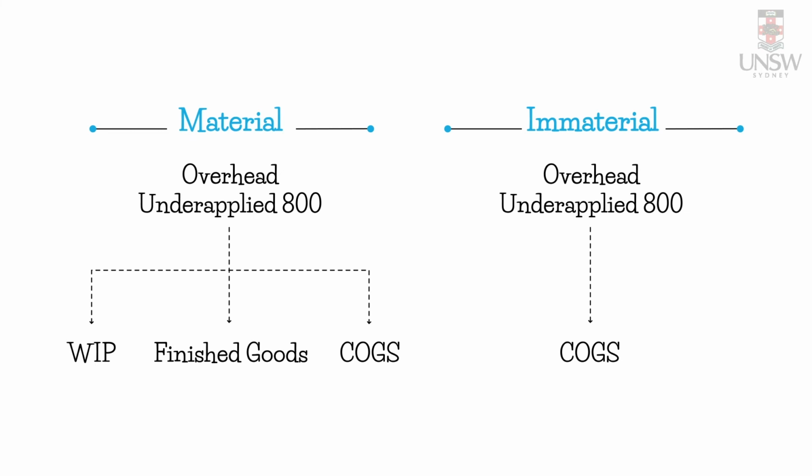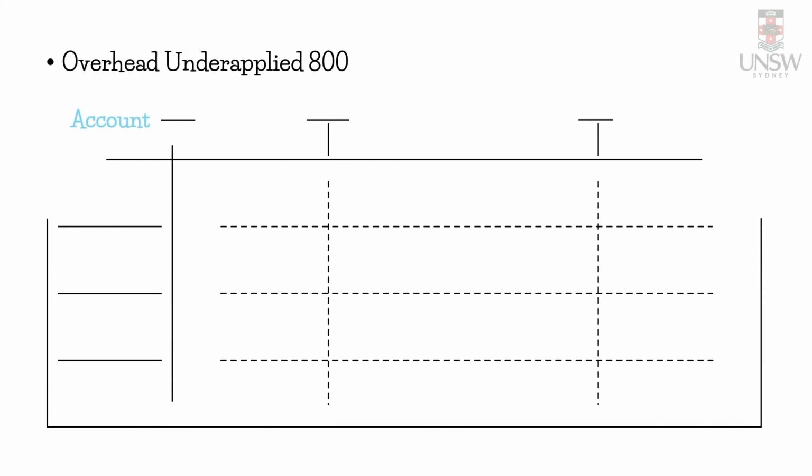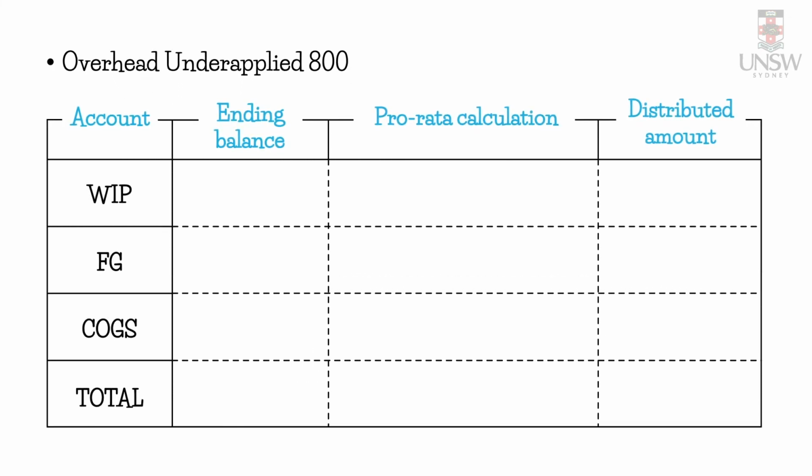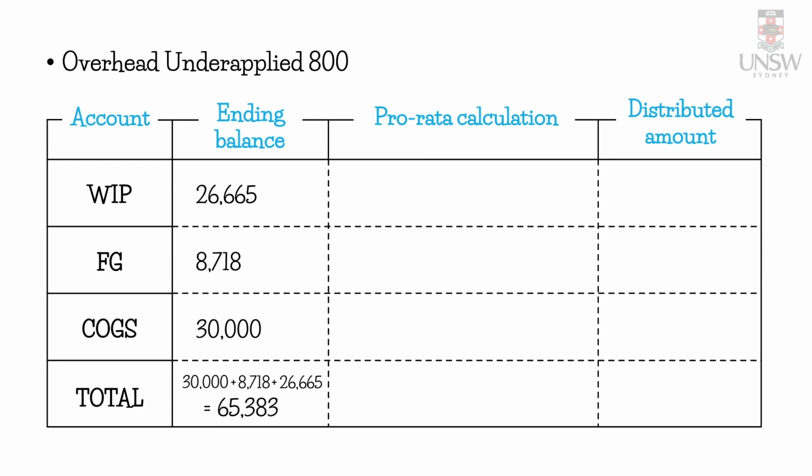So in order to do this calculation, we need to write out the ending balances, and we set up a little table to do this calculation. So work in process, we pop in the ending balance, finished goods, pop in that ending balance, and cost of goods sold. Then what we do is we add up the total of the ending balances. This comes to 65,383. So our pro rata calculation is what we do in the next column.